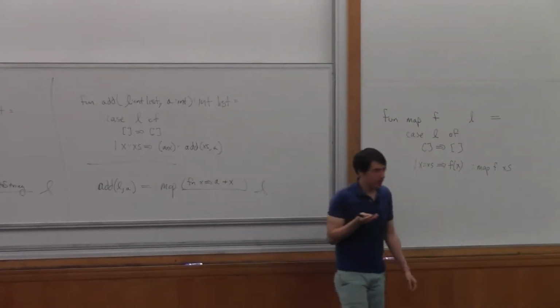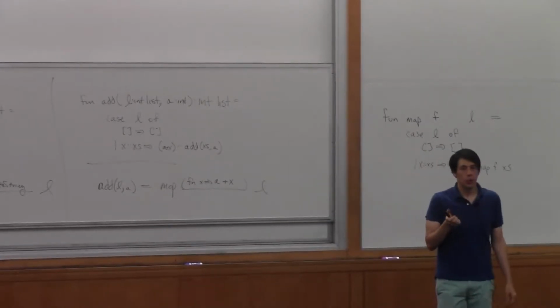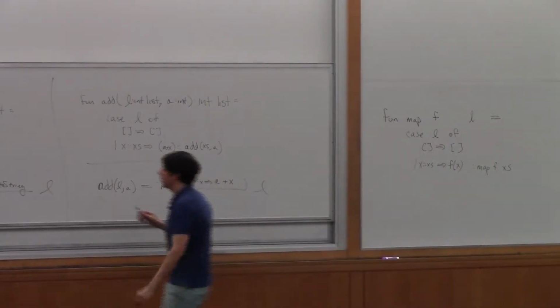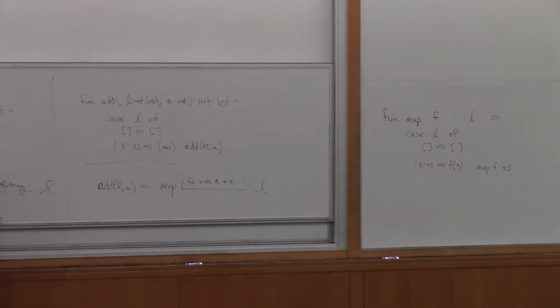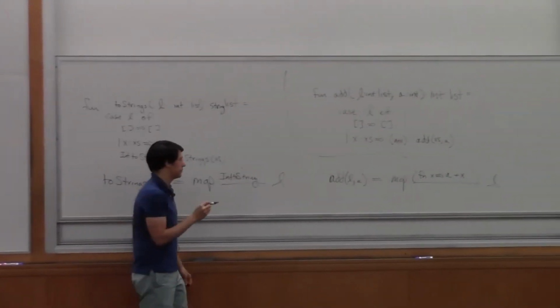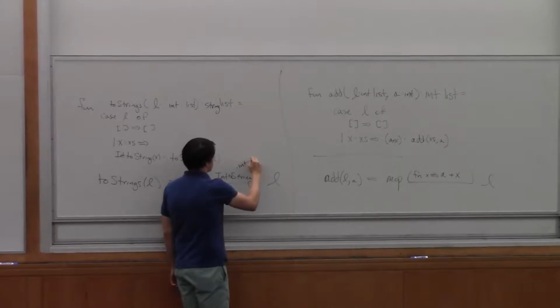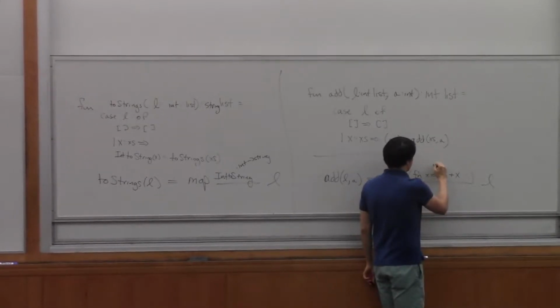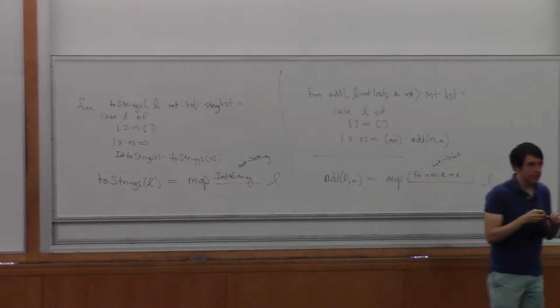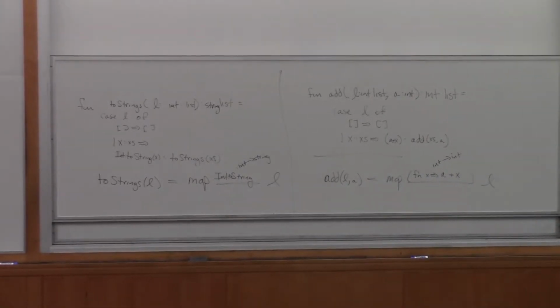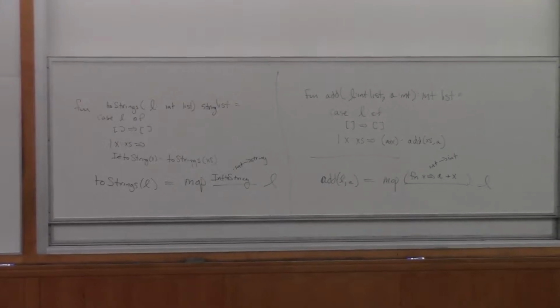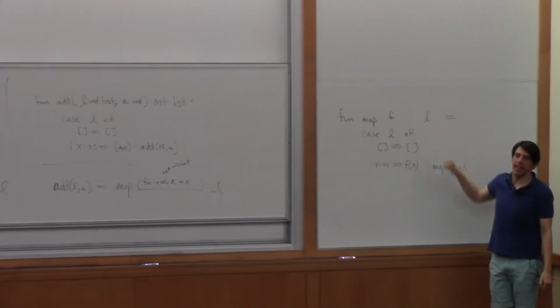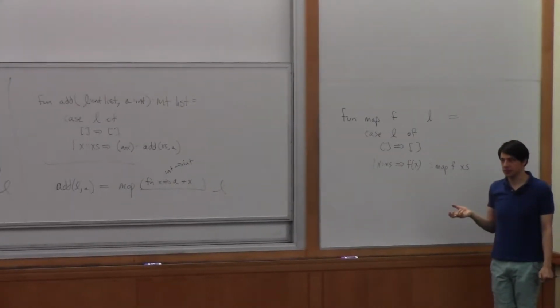OK, now let's think about the types involved. What is the type of this argument to map? Takes an int, returns a string. What is the type of this argument to map? It takes an int and returns an int. So this is the idea of polymorphism. We would like to use the same code map at two different types.